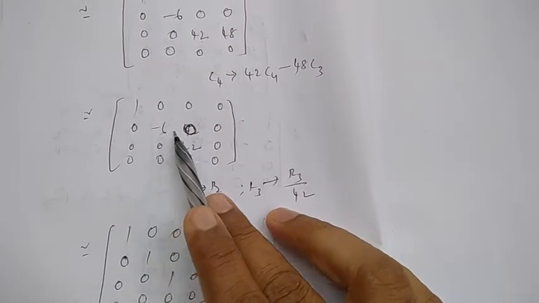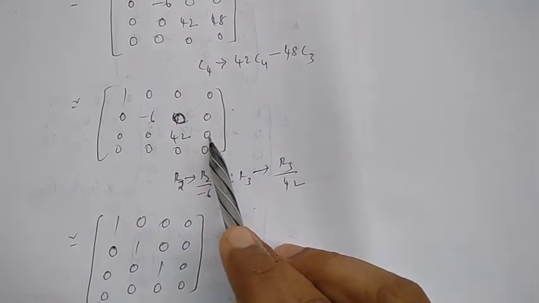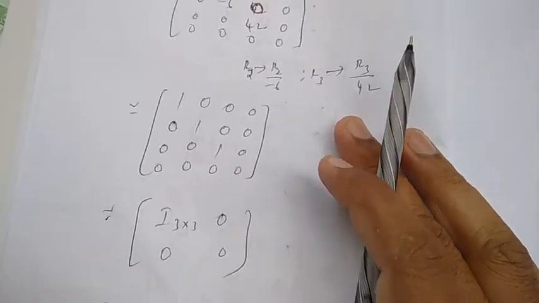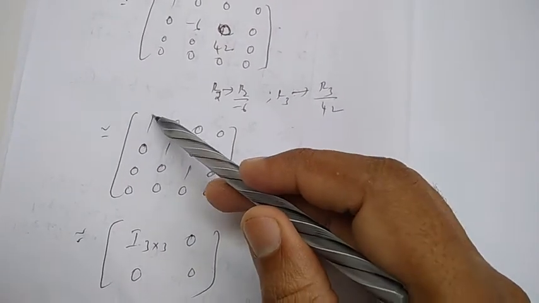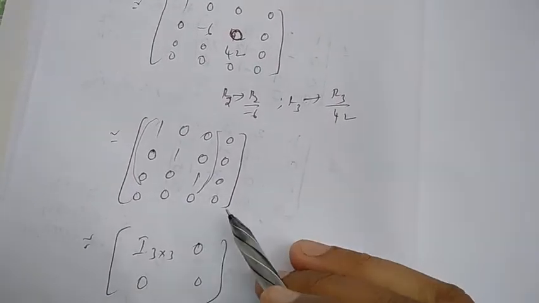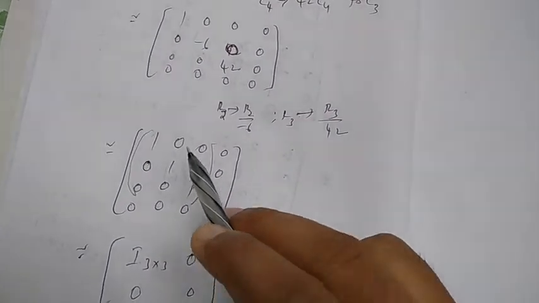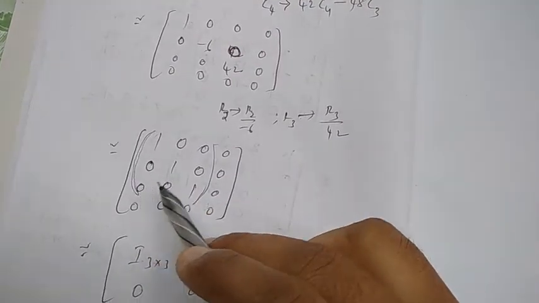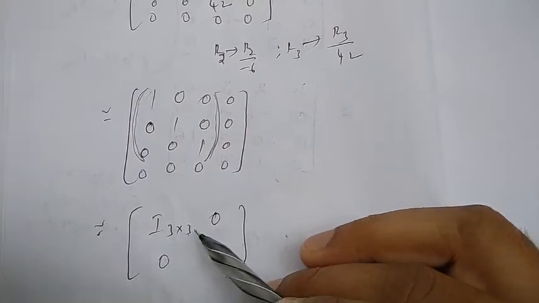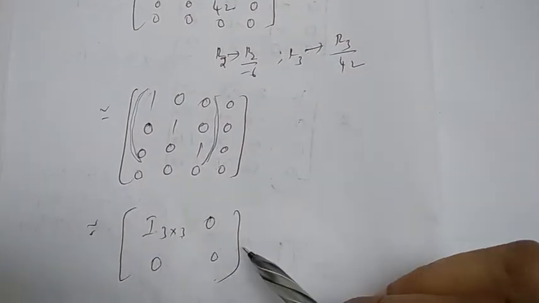Now R2 is divided by minus 6 and R3 is divided by 42. Now we have the identity matrix here. The identity matrix exists with 3 by 3 order, right? In the 4 by 4 we can't have a 1 at this position, so the identity matrix is 3 by 3 only. The remaining is one column of 0 and one row of 0, right?